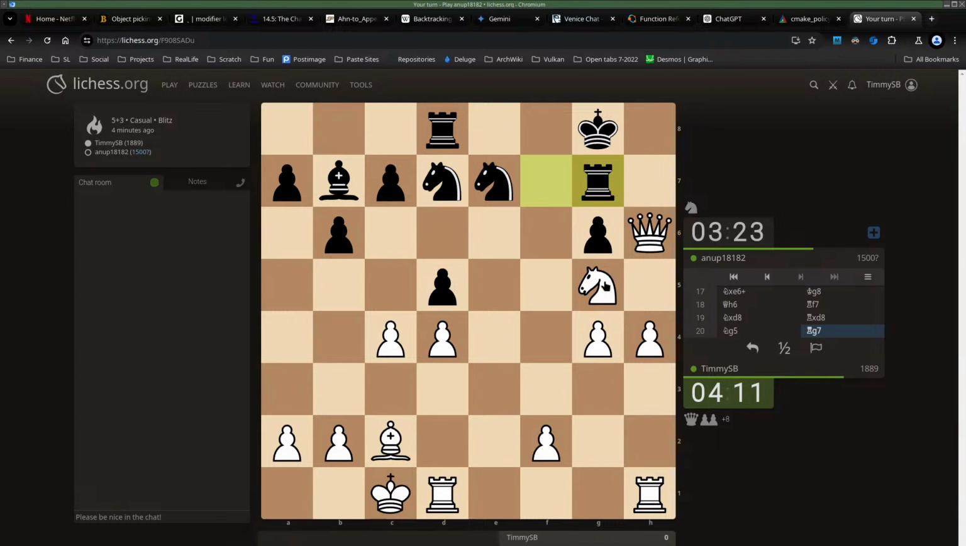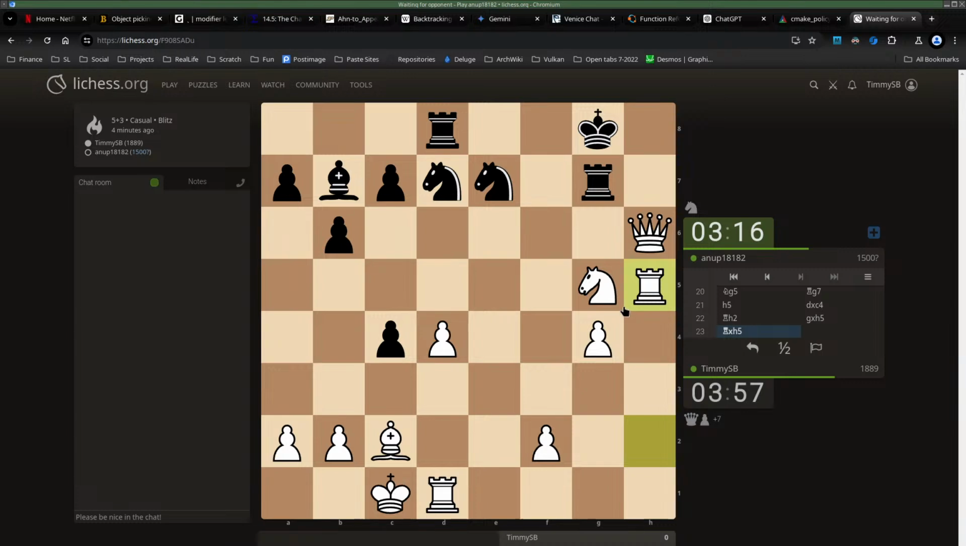I'm going to. What about a first take here? No, I cannot do that. I have to push my pawn. Taking my rook. Yeah, okay, let's move the rook. Let's move the rook again.